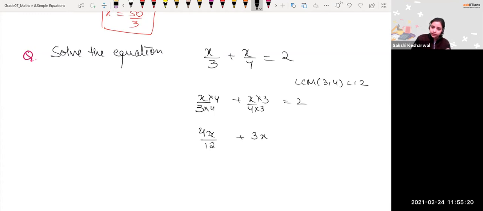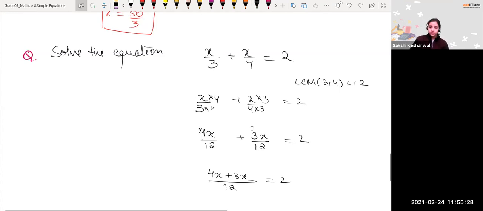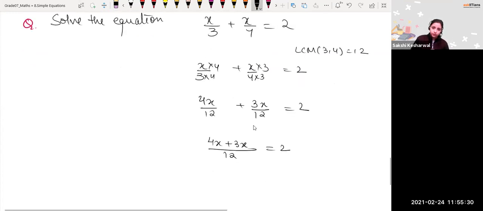Now this looks like a like fraction, right or not? So this is what, beta? 4x plus 3x by 12 is equal to 2. Now what happened? 3x and 4x are like terms, so you will be adding them. So this will become 7x by 12 is equal to 2, right?